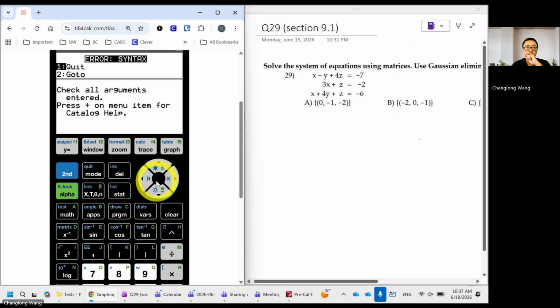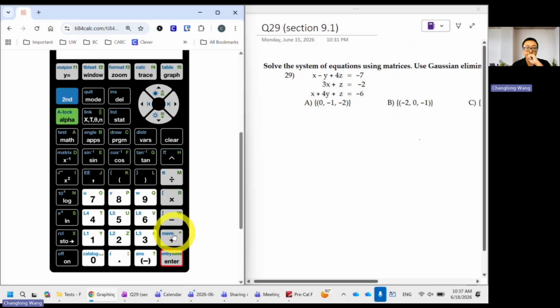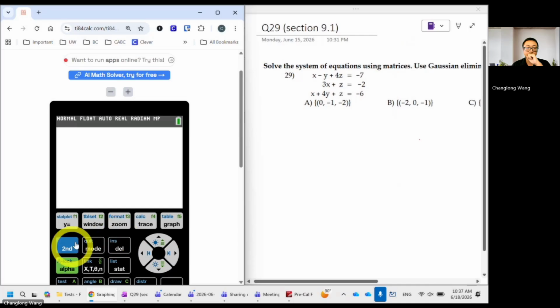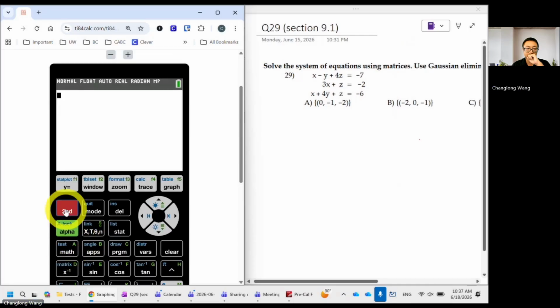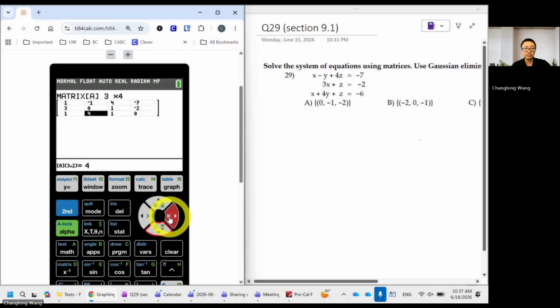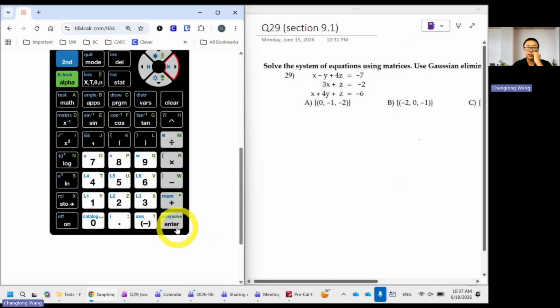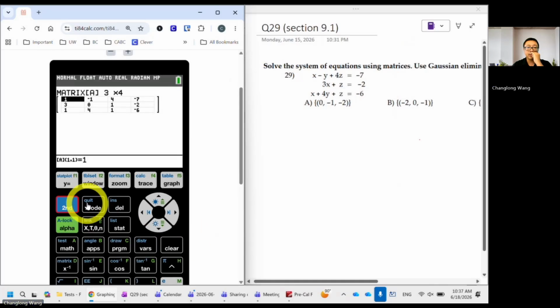Oops. See what I did? Hopefully it saved my work. It did. Okay. So I didn't type in 0 minus. That's why it complained. So you do the 0 minus 6. There we go. So 1, -1, 4, -7, 3, 0, 1, -2, 1, 4, 1, -6, right? Okay, so let's say quit.